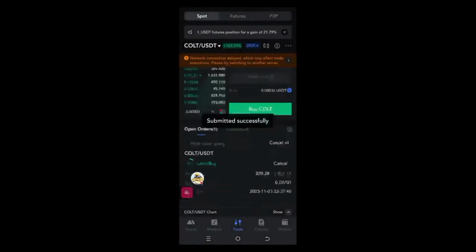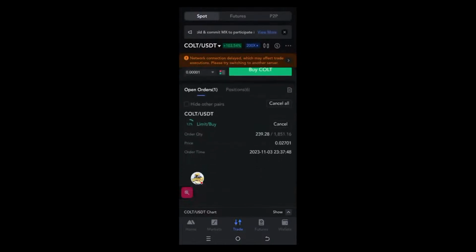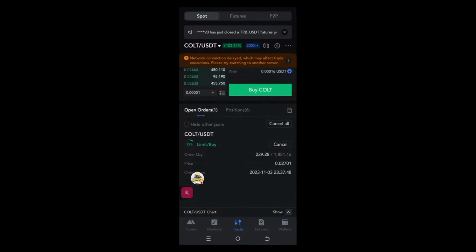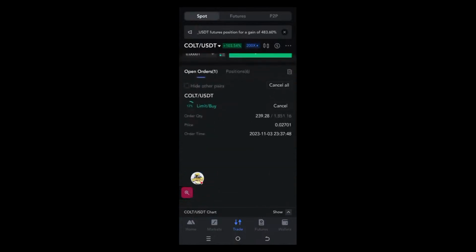Submitted. We're in the queue. Oh, it bought. Some of it got bought. 12%. We could actually adjust it. No, I think I could, but it's not adjustable. Since we bought part of it, we just have to go with it. We'll just buy the rest.